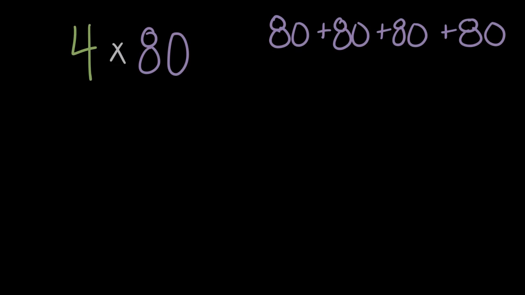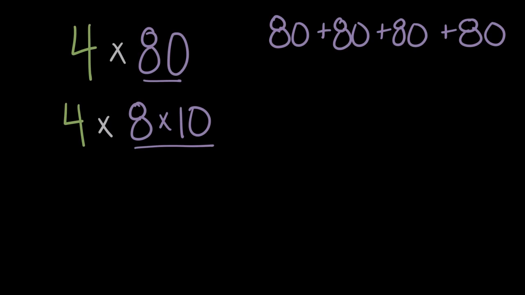But let's look at it another way. Let's try to stick with multiplication. One way we can do that is to break up this 80. We know a pattern for multiplying by 10, so let's try to break up this 80 to get a 10. So if we have 4 times, and instead of 80, let's say 8 times 10, because 80 and 8 times 10 are equal. Those are equivalent, so we can replace our 80 with 8 times 10.